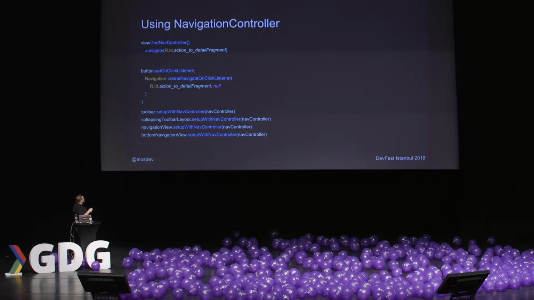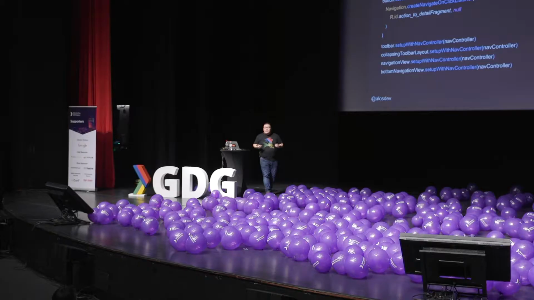At that point, the Kotlin extensions came in really nice here. You just can say on the view, find navigation controller, or you can do it directly in the fragment or activity. You can easily set on-click listeners. You don't have to create on-click listeners yourself. As well, they have set up the nav controller for the important stuff like the toolbar, collapsing toolbar, bottom navigation view. That makes it real easy for us engineers.